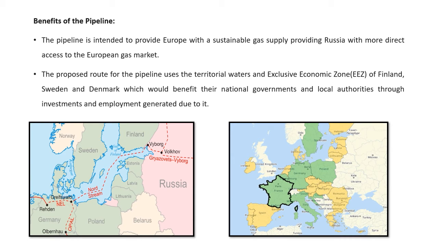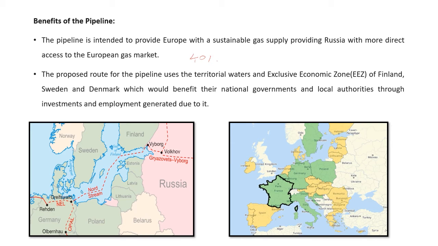So what are the benefits of this pipeline? Russia will be improving its economy through supplying natural gas to Germany, and it will be creating a monopoly, because the European market already depends on Russia for 40% of its natural gas. So if Russia constructs this pipeline, it will be a monopoly over the European natural gas based economy.